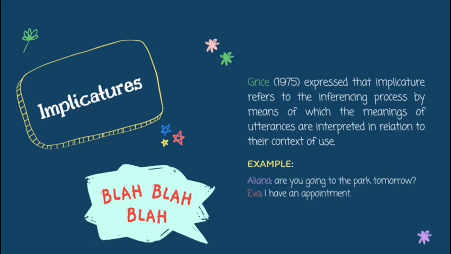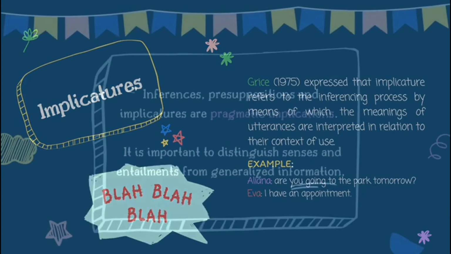Grice introduced the technical terms implicate and implicatum for the case in which what the speaker said is distinct from what the speaker means or implies. Thus, Eva implicated that she's not going, and that she's not going was her implicatum. Now, leave us in the comments what other situations you can imagine where inferences, presuppositions, and implicatures can be presented.